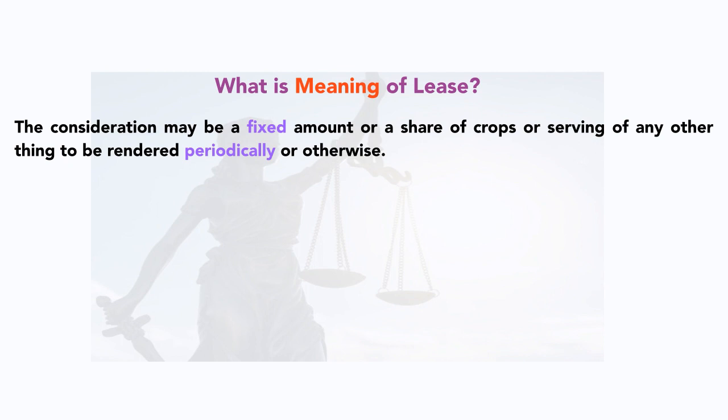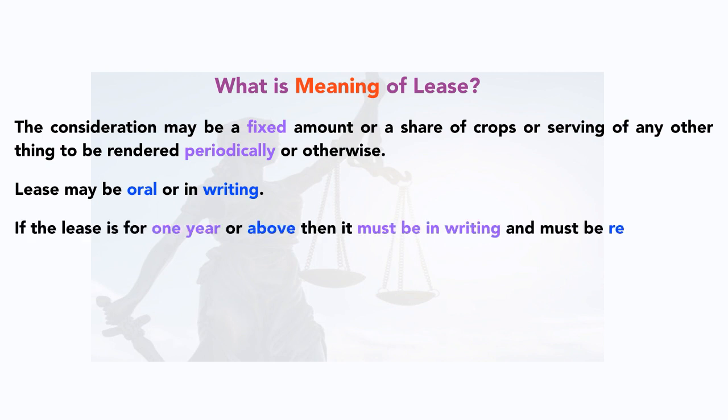Now, the next point: a lease may be oral or in writing. So, it can be both. However, if the lease is of 1 year or above, then it must be in writing and must be registered. If you are making a lease or an agreement for a lease for less than 1 year, then it is not essentially required to make a written document or registry. But if it is more than a year, then it is essential. However, if it is for 6 months or 8 months, it is not that you cannot make one. Even in that condition, you can make a written agreement, but that is not essentially required. Orally, it is as valid as a written one.